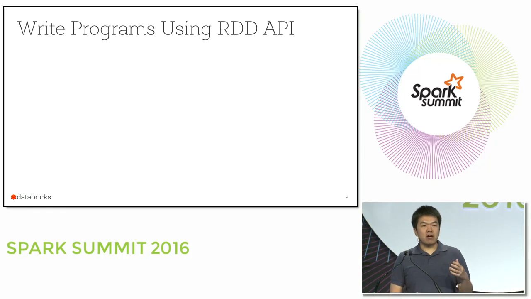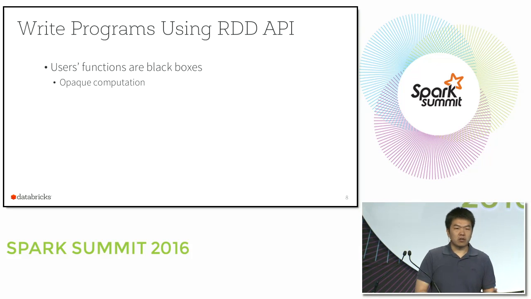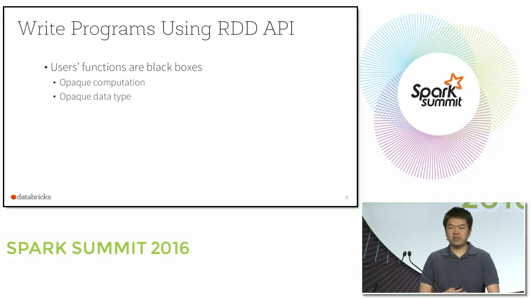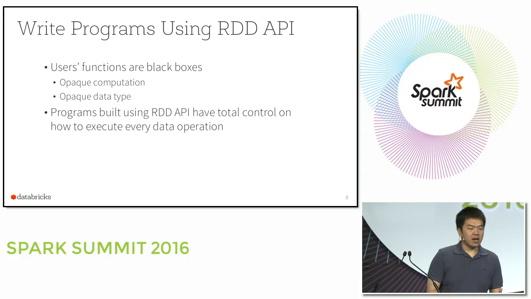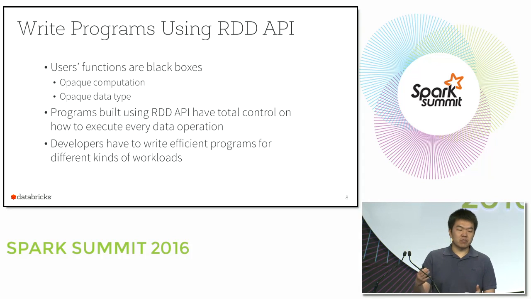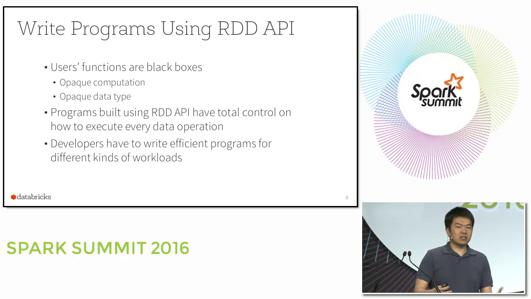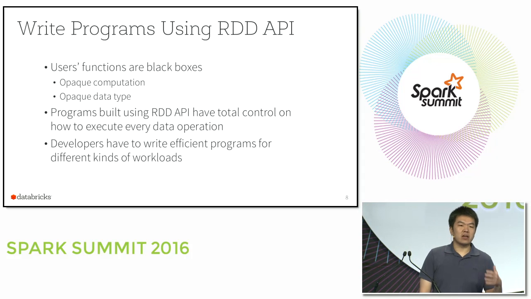When you write a program using the RDD API, your functions are black boxes. Your computation is opaque, and you have opaque data types. Basically, Spark knows nothing about your function, and knows nothing about your data. The programs built using the RDD API have total control on how to execute every data operation, which means as a developer, I have to write efficient programs to get good performance. This sounds pretty hard, because even as an experienced developer, for different kinds of workloads, I often need to spend time and effort to come up with a good solution.